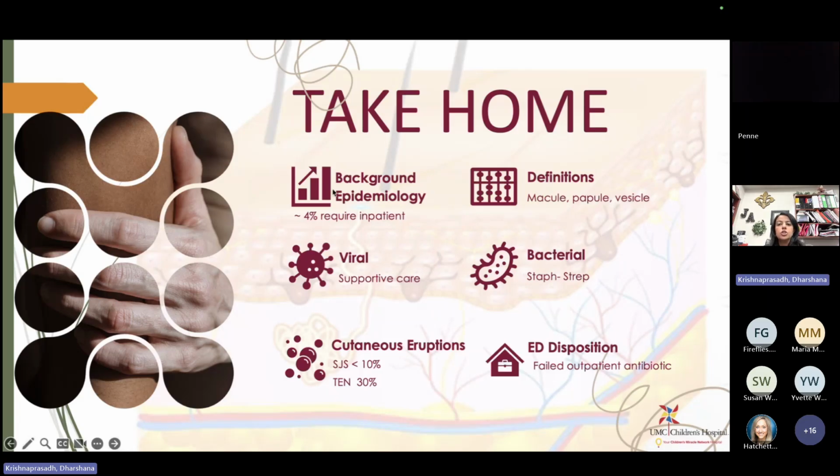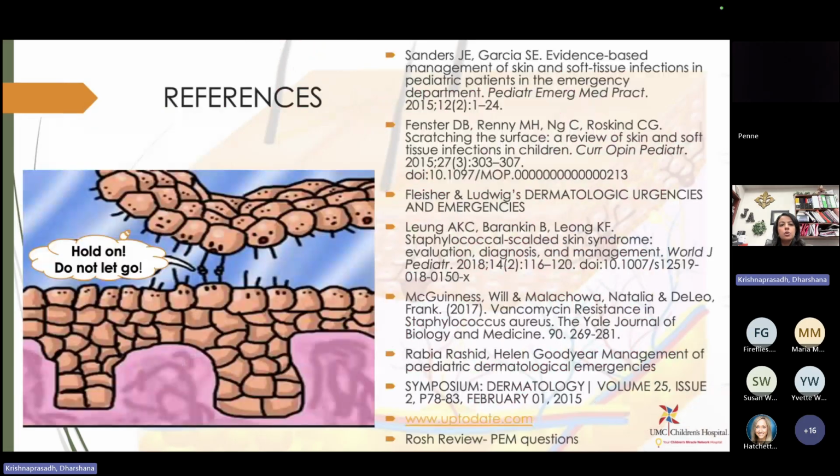We went over the different definitions: what a macule, papule, vesicle is, what is palpable and what is not. Then the more extensive SJS and TEN, where SJS is less than 10% of body surface involvement and TEN is more than 30% involvement. And then ED disposition. We talked about who needs to stay in the hospital: failed outpatient, if they're more critical, if they have more severe signs and symptoms of hemodynamic instability, altered mental status, vital sign instability, then they need ICU level of care. That goes over a big overview of all of our dermatological conditions, and these are my references.